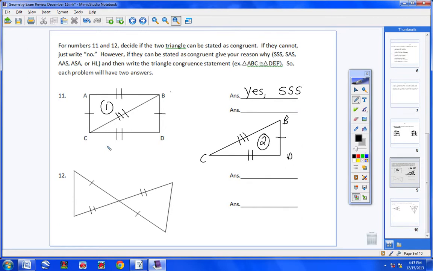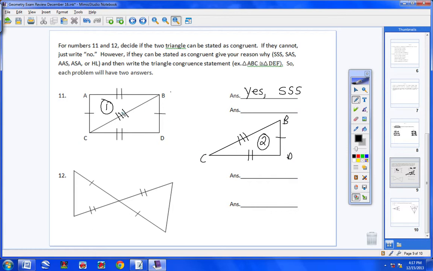Now, we're not done yet, okay? We're almost done, but we're not. Look at the directions. After you've said yes or no, then write the triangle congruence statement. And so we're going to do that now. Let me go ahead and put this right here. Now, okay, we're looking at triangle ABC and triangle BDC.